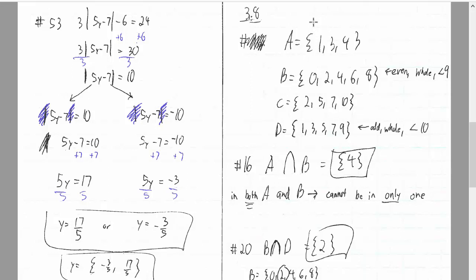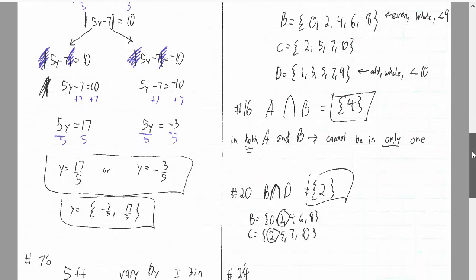Now, let's look at only A and B matter for the first one. So A intersection B, it has to be in both A and B. Can't just be in one, can't just be in the other. Notice that number 4 is the only number that's in both. Therefore, it's in the intersection. So 4 is the intersection of A and B. Similarly, look at B and D. Now, only B and D matter. Okay, so B is 0, 2, 4, 6, 8. D is 1, 3, 5, 7, 9.